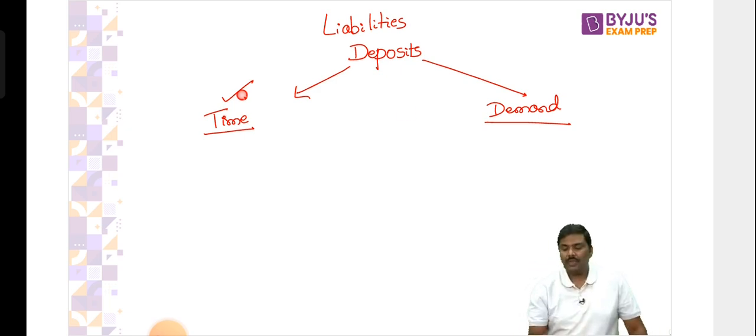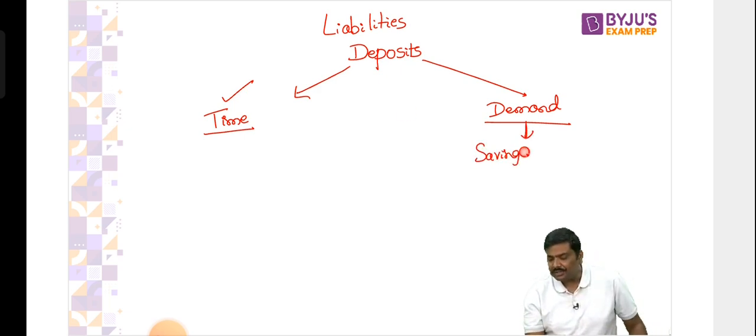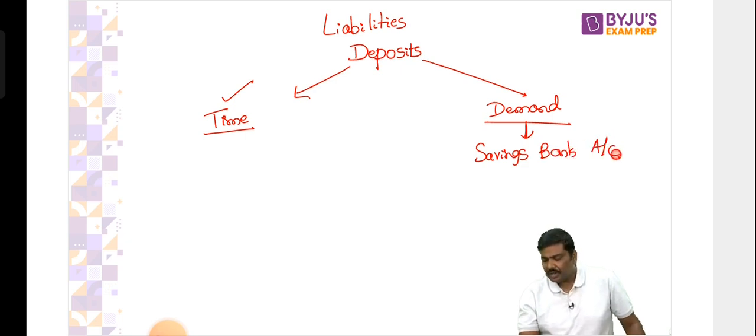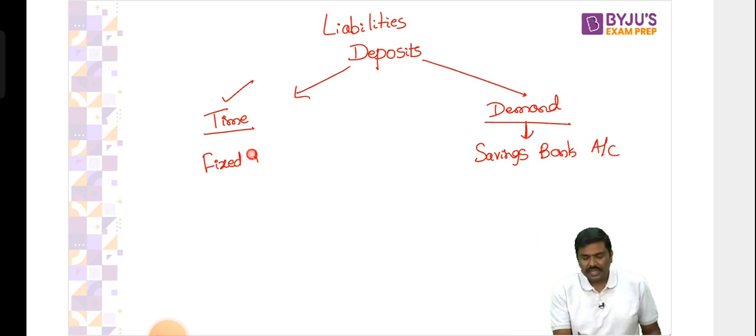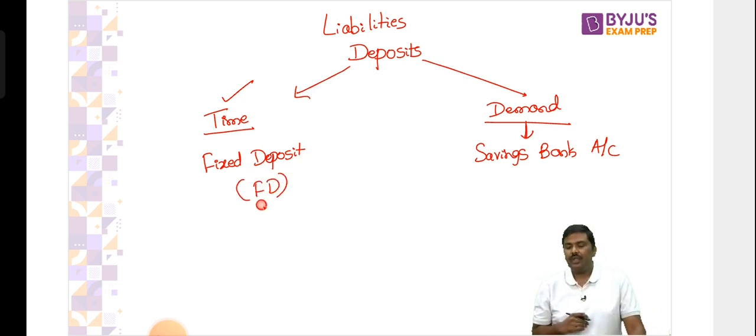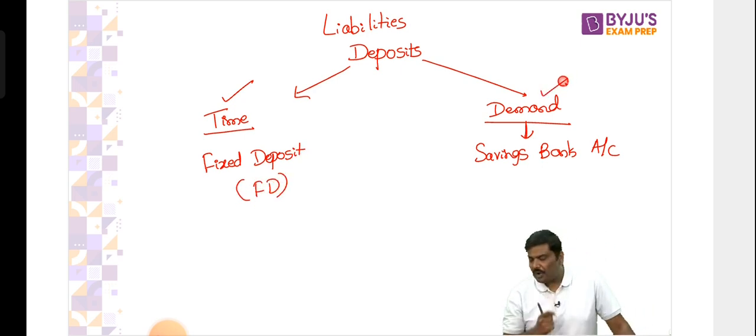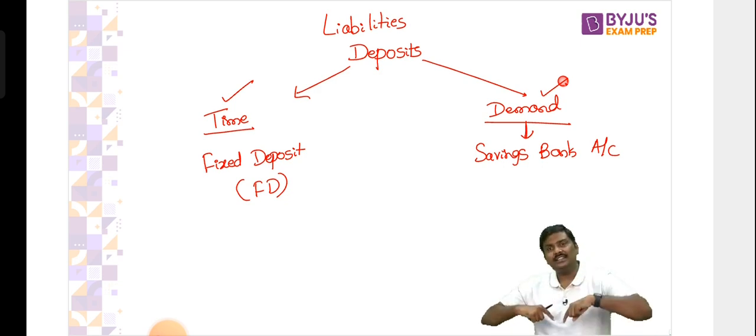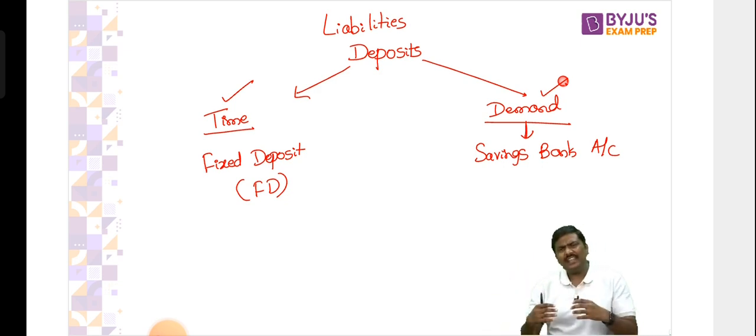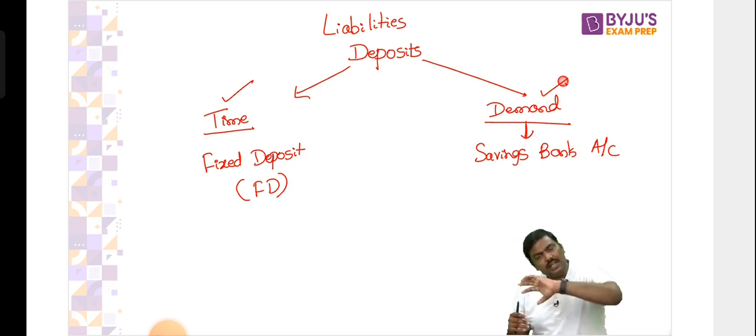I'll start with an example. Demand deposits: savings bank account. And a time deposit: fixed deposit, FD. You must have heard your father or your mother saying, I kept an FD of 2 lakh rupees, 3 lakh rupees. Now let's start. What do you mean by demand deposit? Demand deposits are those deposits which can be withdrawn by the customer whenever they want. Whenever there is a rise in the demand, the bank will allow the customers to withdraw these deposits.